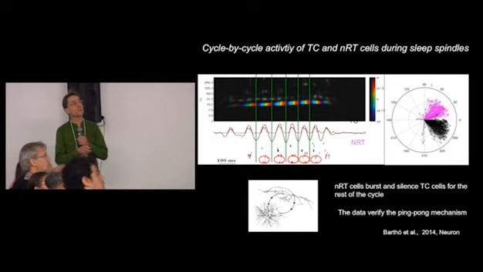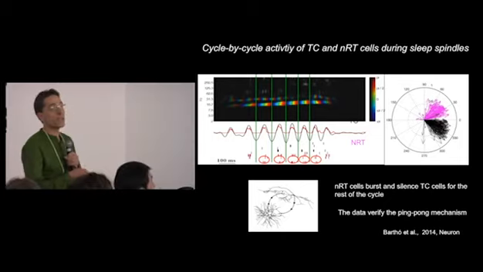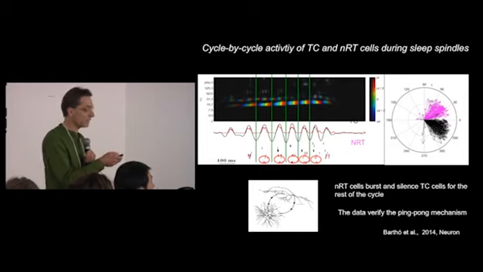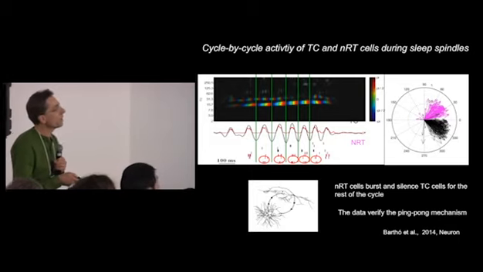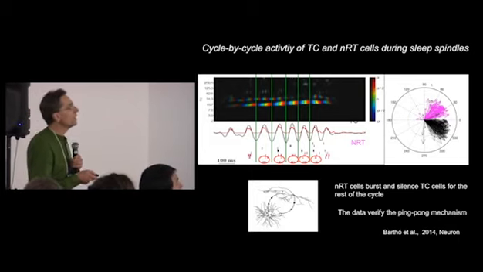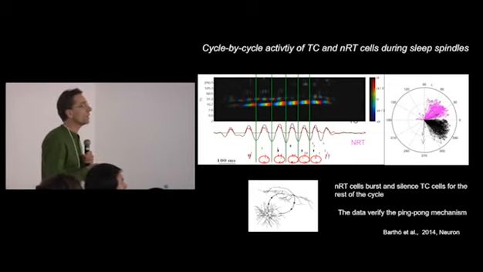Here is a spindle. We will sort them according to the cycle number, basically according to their duration. And at the same time, you will record both TC cells and NRT cells, and you can examine the cycle-by-cycle dynamics of their activity throughout the spindle. And as a first look, indeed, the first data quickly confirmed that the ping-pong mechanism is true and valid.